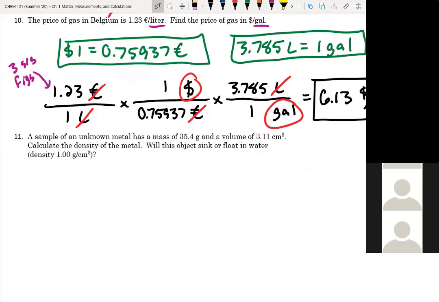Yeah. Let's do the last one. So last one. A sample of an unknown metal has a mass of 35.4 grams and a volume of 3.11 centimeters cubed. Calculate the density of the metal and then determine if this will sink or float in water. And this one's just relating to the density topic that we covered really early on. And if you remember, density is equal to mass over volume.